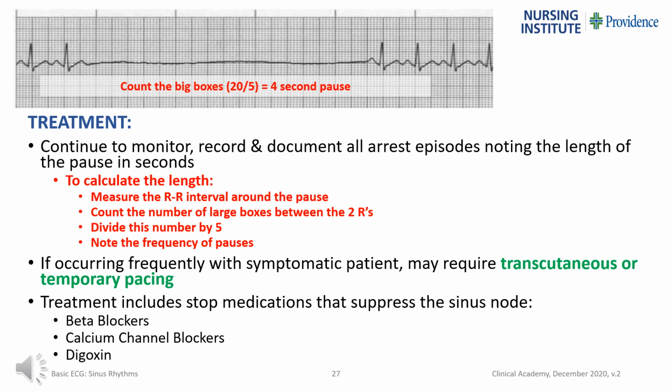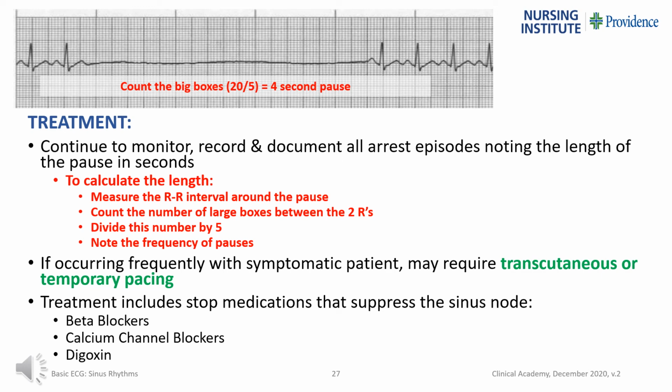So you see at the top of the page a great example of a pause or an arrest, and you can tell by this strip it's a pretty long, almost 4-second pause. So what do we do for this patient? Well, obviously, we're going to treat any serious signs and symptoms, but we certainly want to continue to monitor and record and document all episodes and note the length of the pause in seconds. And to calculate that length, we're going to measure the R to R interval around the pause. Count the number of large boxes between those two R waves and divide that number by 5. You also want to note the frequency of the pauses.